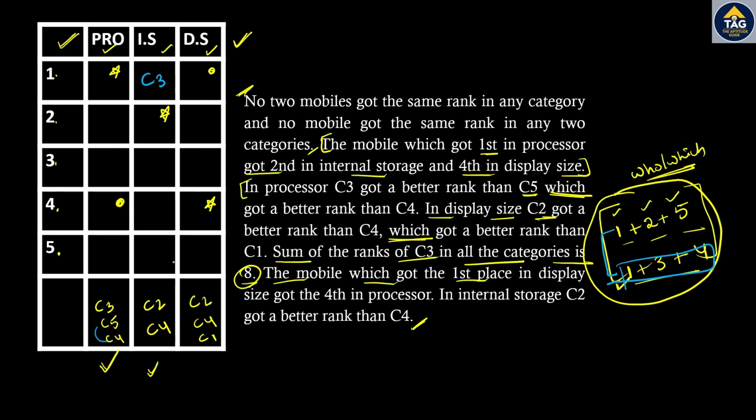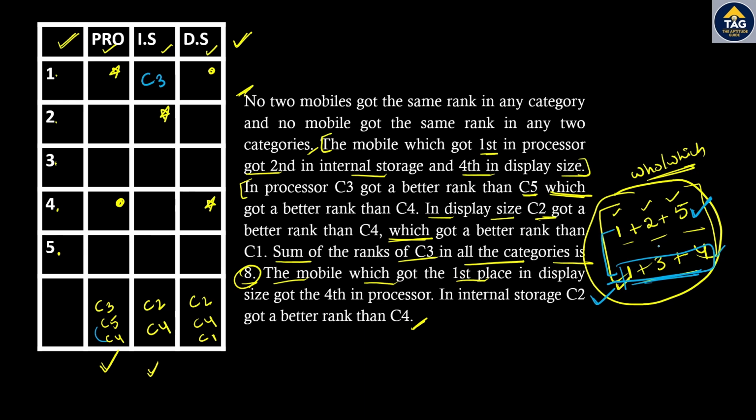And then, can C3 get fourth rank now? If C3 gets fourth rank in processor, which means that C3 should get 4 or 5. Clear? If you go with this possibility, C3 should get fourth in one of the entities. If you look at this possibility, C3 should get fifth in one of the entities. Clear? Now let me fix this one. Let me pick this one up now.